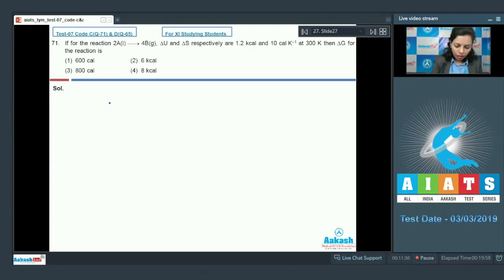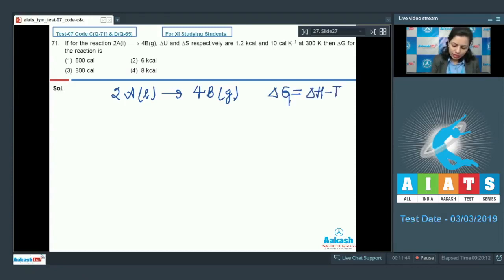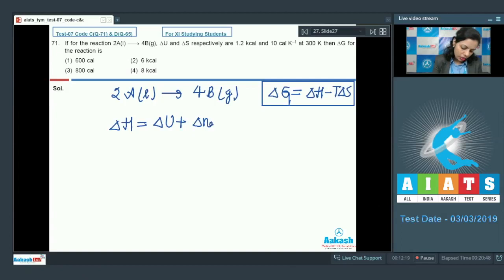We know that whatever be the reaction, suppose this reaction is 2A getting changed into 4B as per the given reaction I have written here, and we know that delta G is equal to delta H minus T delta S. In the question, if you look once again, you will identify that the value of delta S is given, but the value of delta H is not given. It means we need to find it out, and the value of delta H can be calculated with the help of the given value of delta U. The relation between delta U and delta H is delta H is equal to delta U plus delta Ng RT.